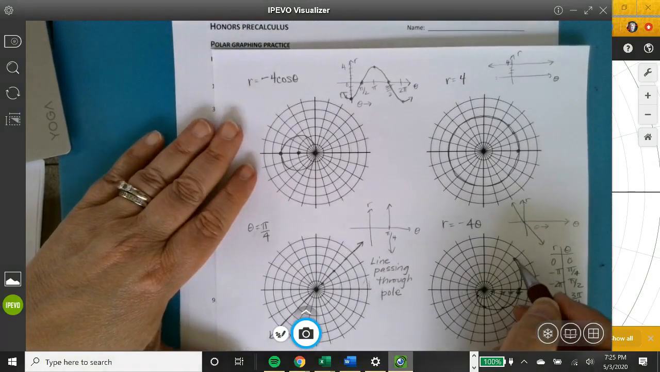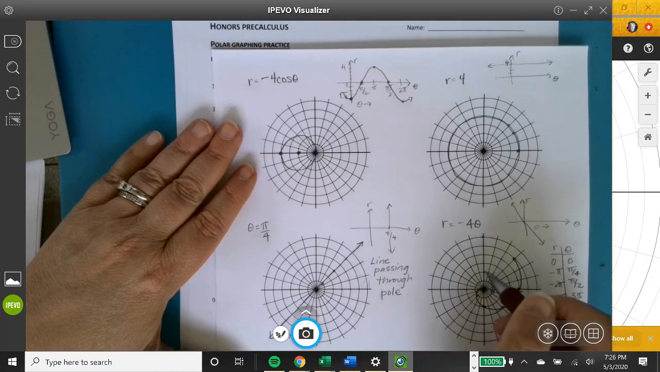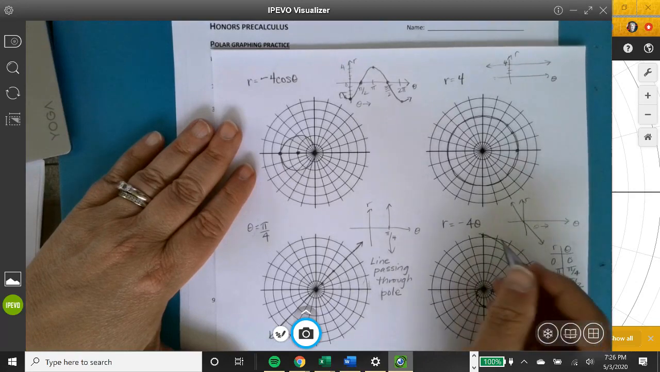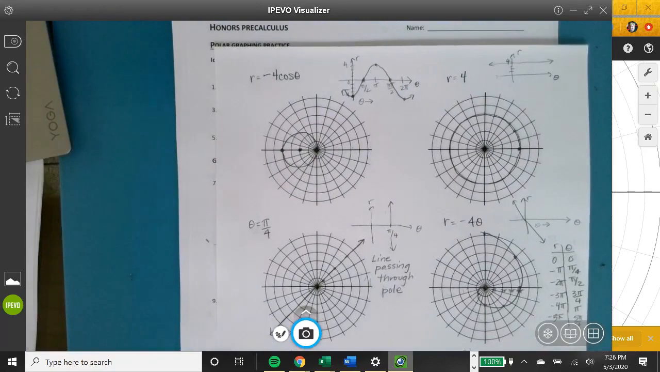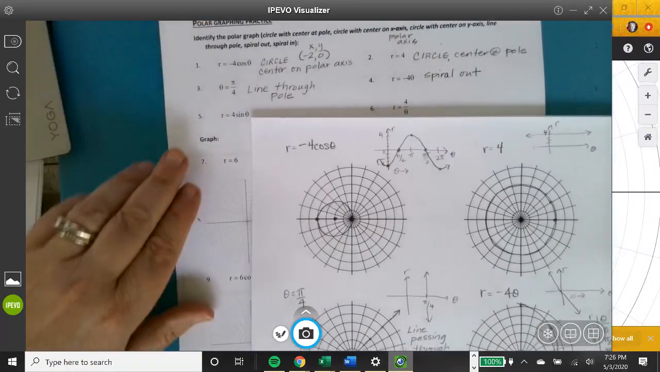And if we were to keep going, we would end up at 6 here, I believe. 1, 2, 3, 4, 5, 6, right? And we would keep going and going and going and getting bigger and bigger and bigger. And it's like, are we getting sleepy? Right, okay, so that's a spiral out.